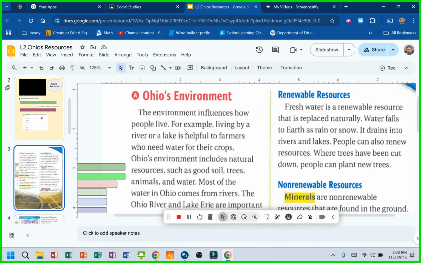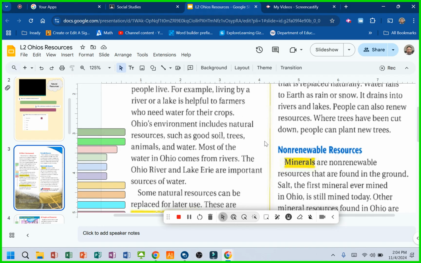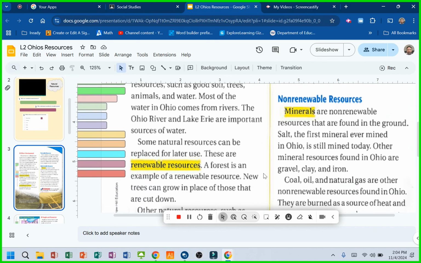Ohio's environment. The environment influences how people live. For example, living by a river or a lake is helpful to farmers who need water for their crops. Ohio's environment includes natural resources such as good soil, trees, animals, and water. Most of the water in Ohio comes from rivers. The Ohio River and Lake Erie are important sources of water, aren't they?